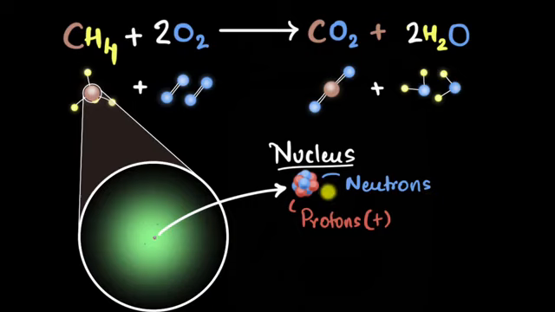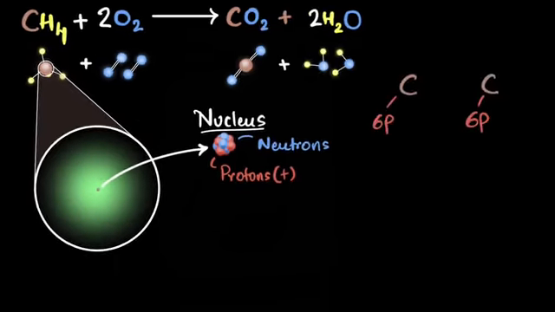Now, guess what? Turns out the identity of an element is defined by the number of protons. So, for example, anything that has 6 protons is carbon. Carbon is carbon because it has 6 protons. Similarly, anything that has 7 protons would be nitrogen, and so on and so forth. It's the number of protons that decide the identity.